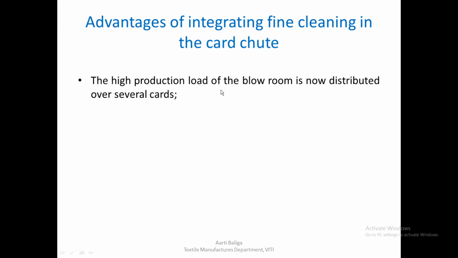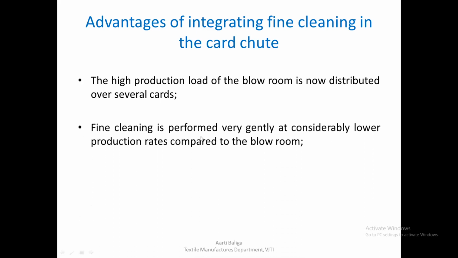The high production load of the blue room is now distributed over several cards. Whatever material was being processed by the blue room in larger quantities is now divided over several cards. If we have a fine cleaning device in the chute feed of the card itself, then since the load has been distributed, a better opening can be obtained at the chute feed level.